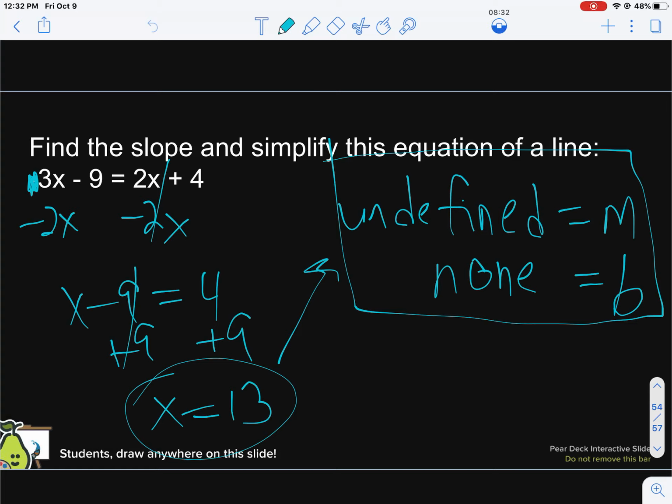The only vertical line that has a y-intercept is x equals 0, since x equals 0 happens to be the y-axis, and it will intersect the y-axis at every single point, which really means there are an infinite number of y-intercepts for the equation x equals 0.